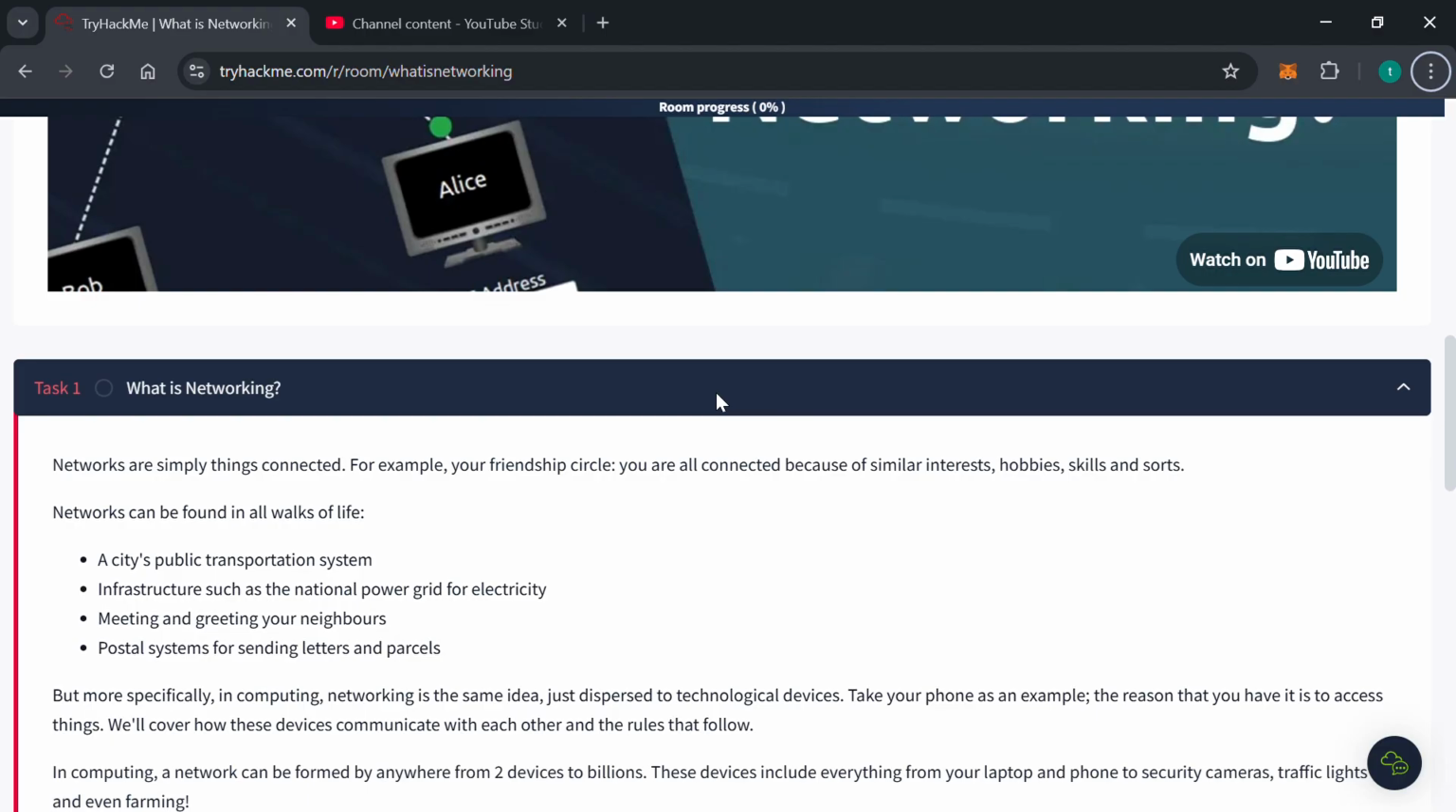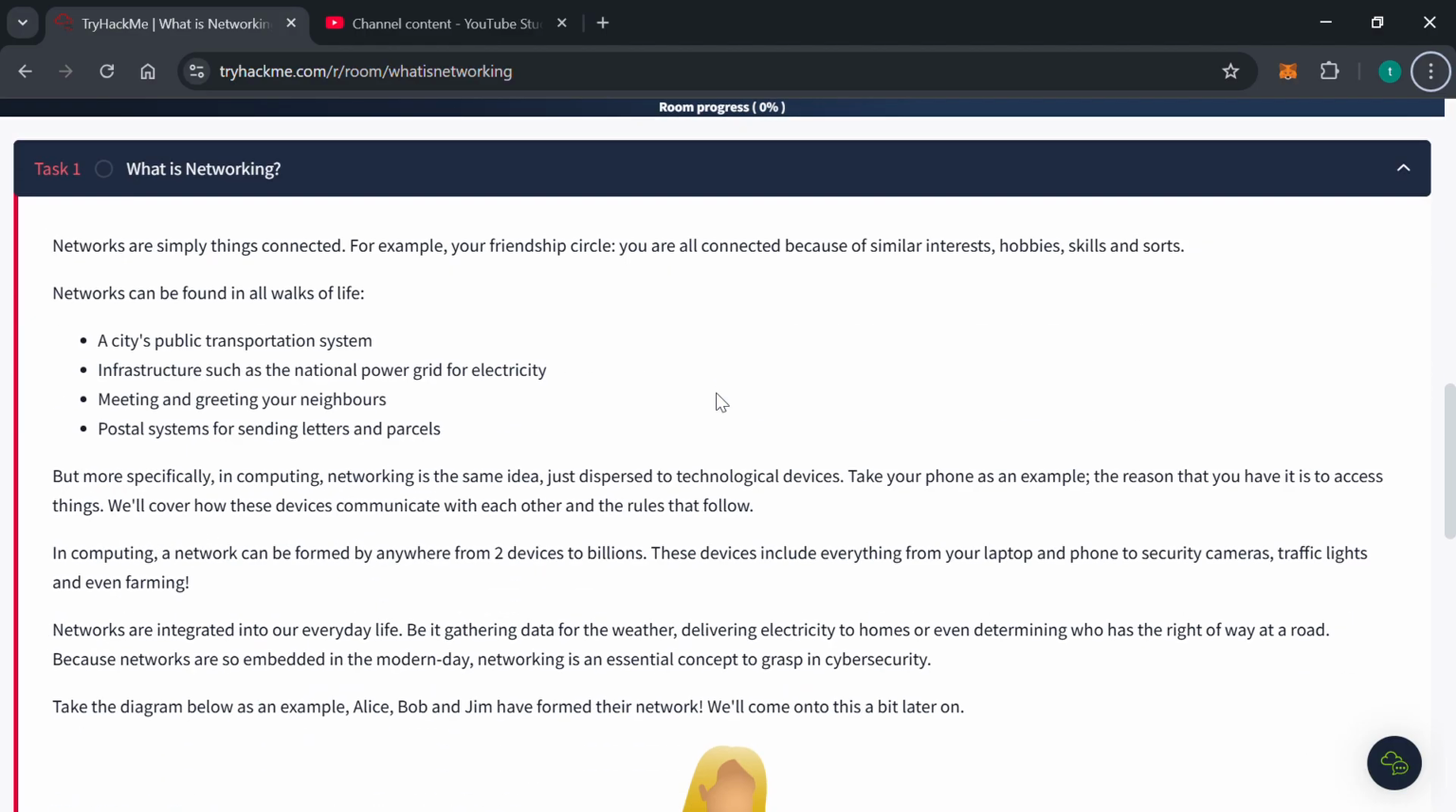Now, networks can be found in all walks of life. A city's public transportation system, infrastructure such as the national power grid for electricity, meeting and greeting your neighbors, postal systems for sending letters and parcels. So these are just various examples of networks.